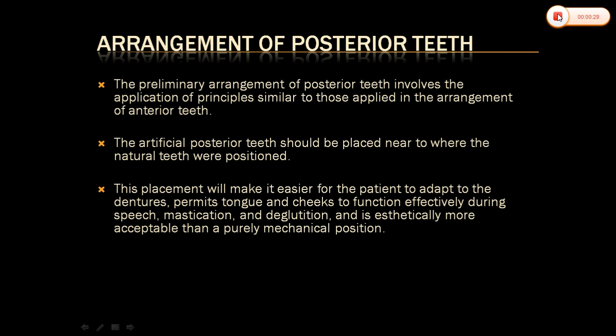The preliminary arrangement of posterior teeth involves the application of principles similar to those applied in the arrangement of anterior teeth. The artificial posterior teeth should be placed near to where the natural teeth were positioned. This placement will make it easier for the patient to adapt to the dentures, easily permitting tongue movement and cheeks to function effectively during speech, mastication and deglutition, and is aesthetically more acceptable than a purely mechanical position.